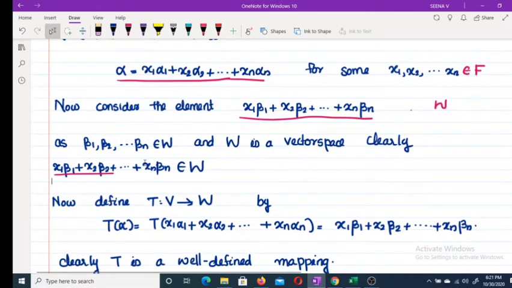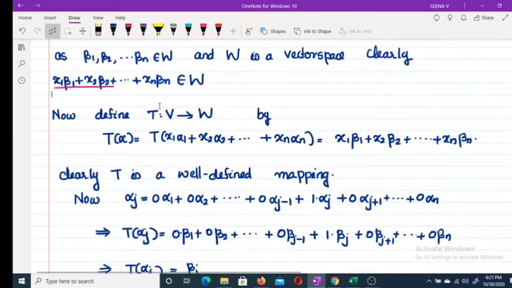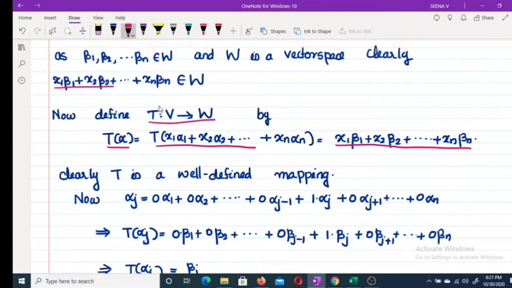So now I am defining a map T from V to W as T alpha equal to x1 beta 1 plus x2 beta 2 plus etc. plus xn beta n. Clearly, this belongs to W. Therefore, T is a map from V to W. And now we have to check whether this is a well-defined map.